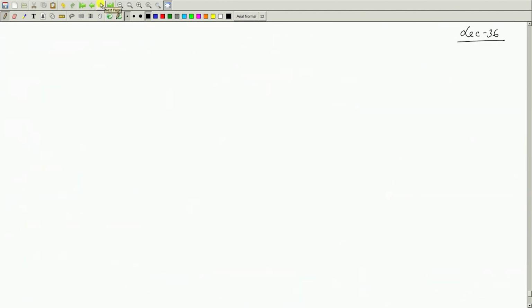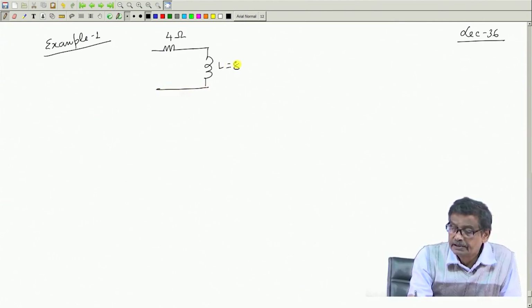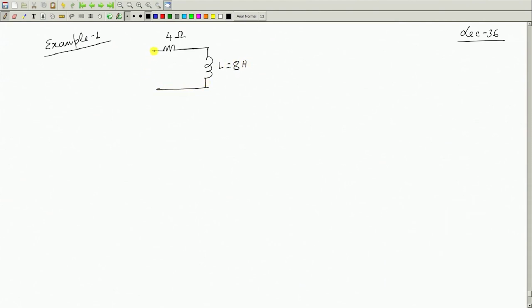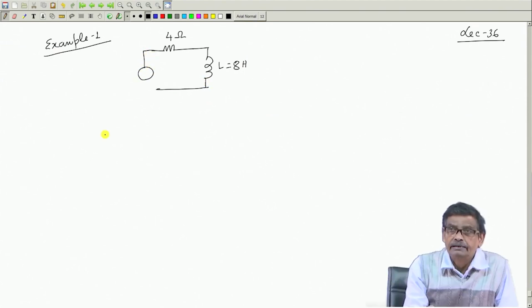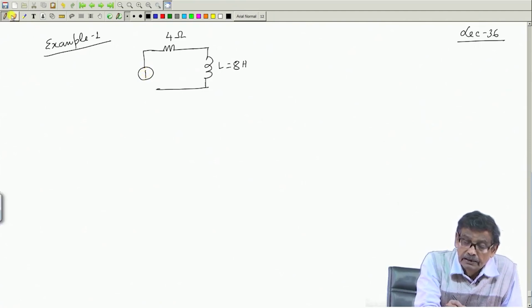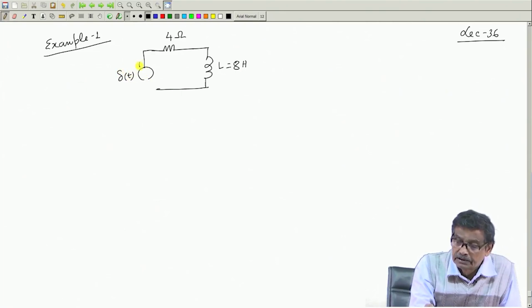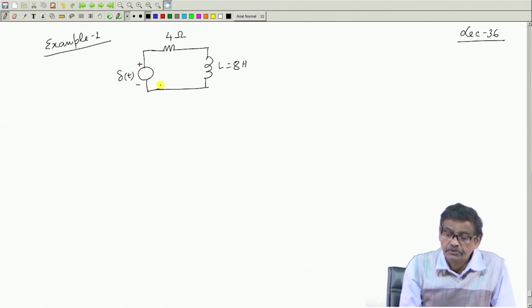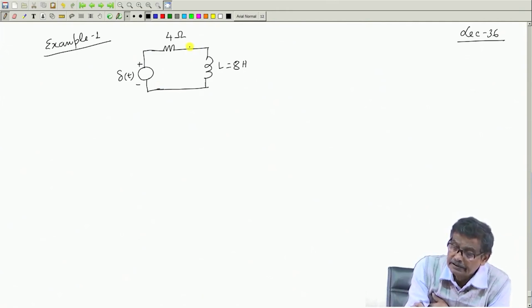Now, let me solve an example. Suppose you have a circuit where R equals 4 ohm and L equals 8 Henry, and I will excite this with an impulse function delta t, a unit impulse function. See, the problem at hand is this one.